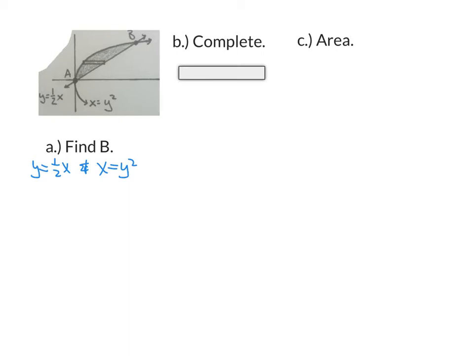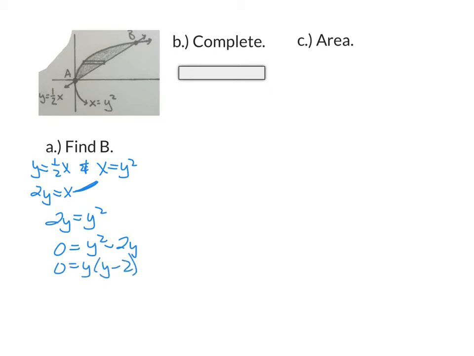So what I'm going to do is take this first equation and double it, so we'll have 2y is equal to x, and then I can substitute for x, so that 2y is equal to y squared. It's quadratic, so I'm going to get equals 0. Subtract 2y from that, and factor it. So y times y minus 2, and obviously I get that y is equal to 0, or y is equal to 2. Well, obviously the 0 is happening at point A, that's when the y coordinate is 0. So for B, that's going to have a y coordinate of 2.